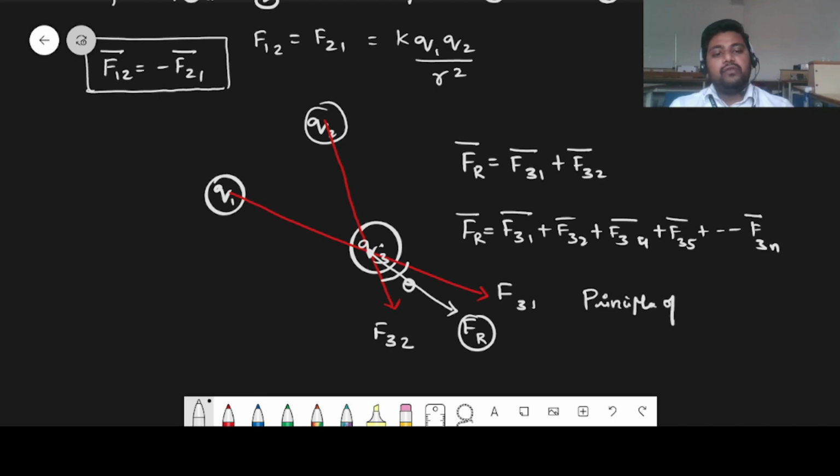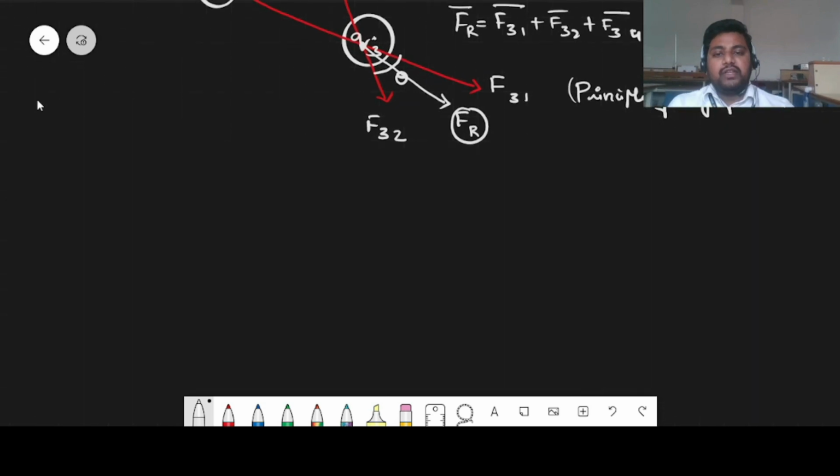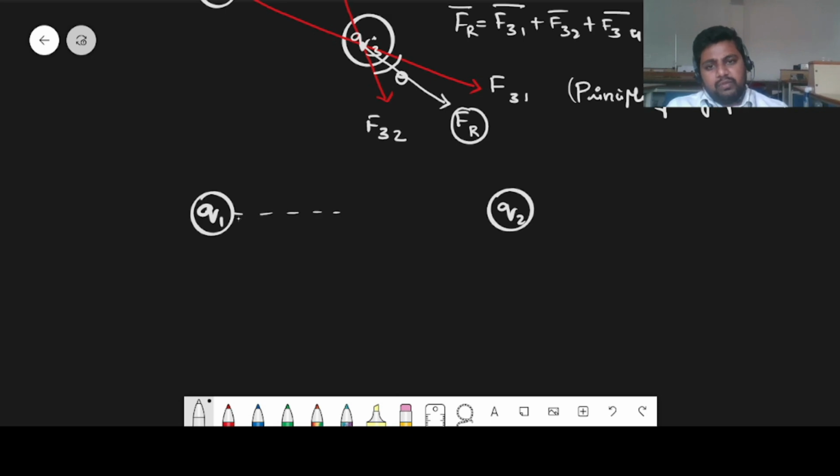Principle of superposition. Why are we learning about this, sir? Now, to understand the equilibrium of charges, of any two charged particles or any particular system of charges. Let's say Q1 is one charge here, Q2 is one charge here. These two are separated by a distance R between them.